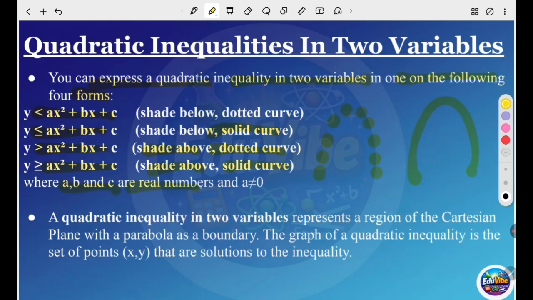Remember that a, b, c are real numbers, and a should not be equal to 0. It should always be either greater than 0 or less than 0.